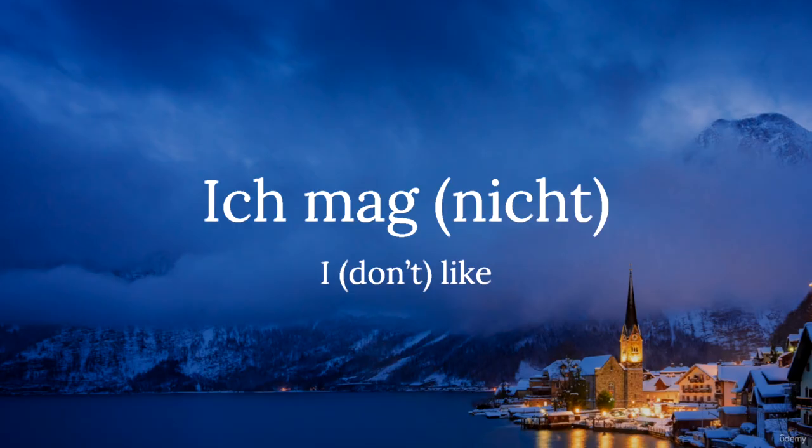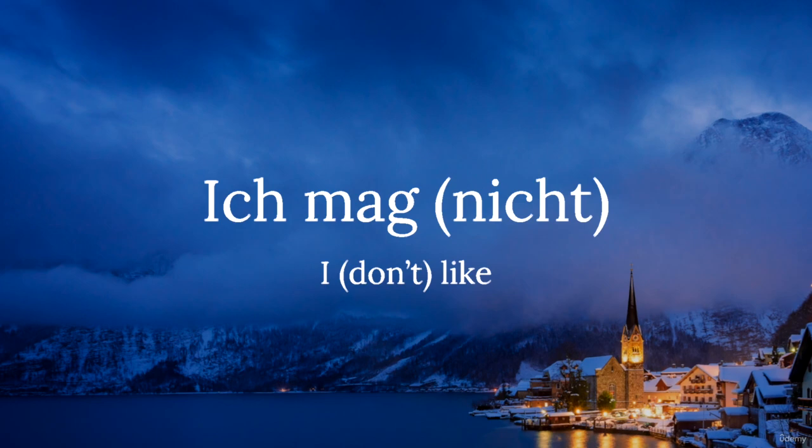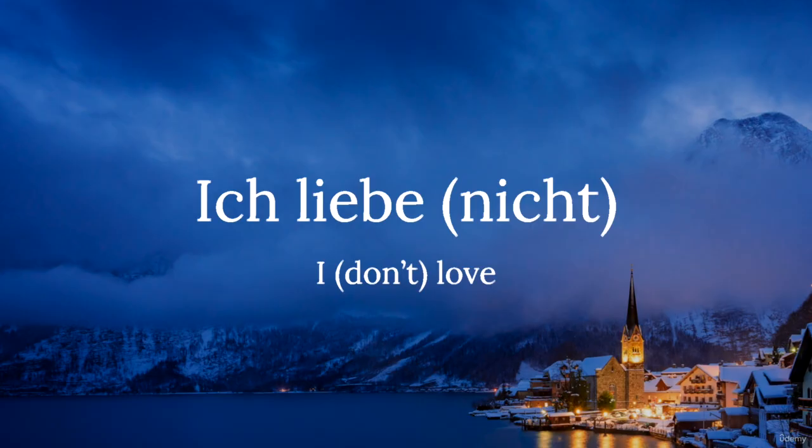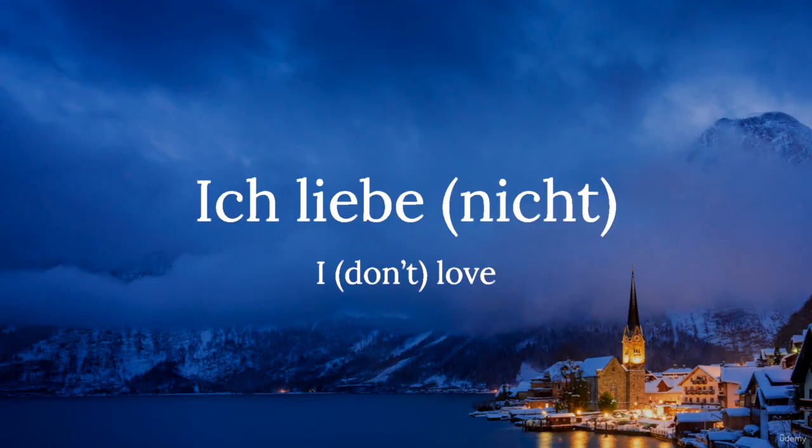If you want to say I like or I don't like something, you say ich mag for I like and ich mag nicht for I don't like. If you want to show your feelings in a stronger way, you can say I love or I don't love something. Ich liebe, I love. Ich liebe nicht, I don't love.